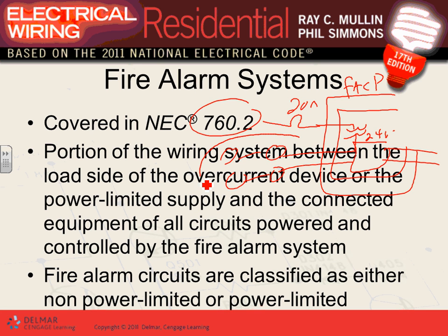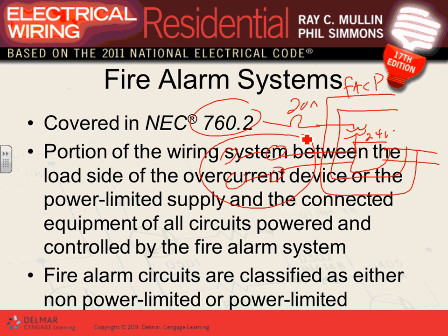These circuits, between the source of the power-limited fire alarm system all the way to the horns and strobes and the smoke detectors, are called your fire alarm system. That's your fire alarm system. The horns, strobes, and detectors in dwellings are not a fire alarm system, guys. They're devices.